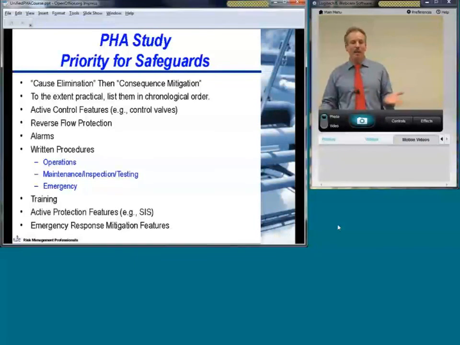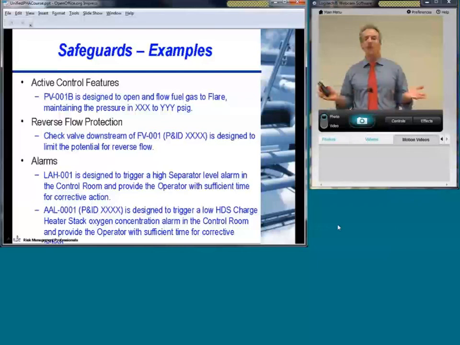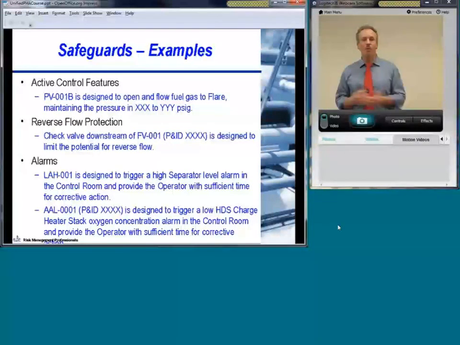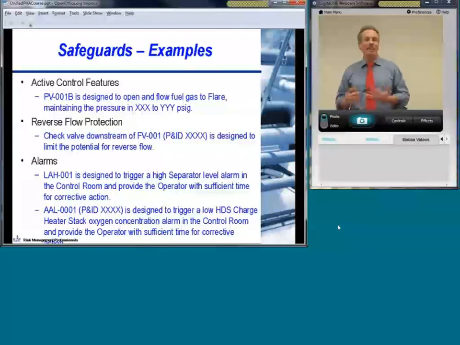Good examples of all these for active control features: a pressure control valve designed to open and flow fuel gas. Reverse flow protection check valves, as I mentioned. Alarms, in this case a high level alarm. And what I like to do is also ask the team, what is that alarm doing? Where does the alarm come in? And is there sufficient time for the operator to take corrective action?